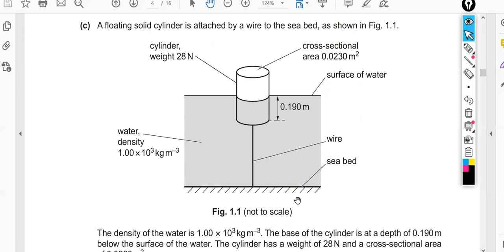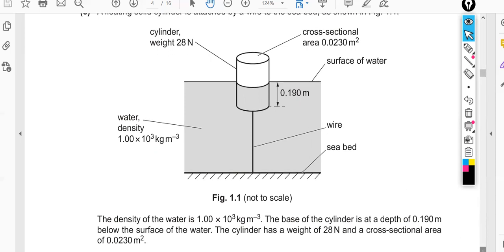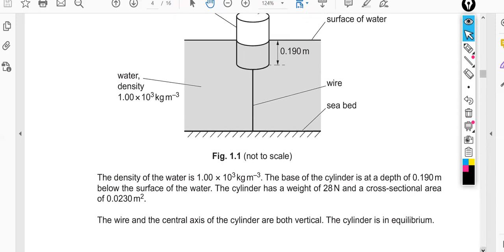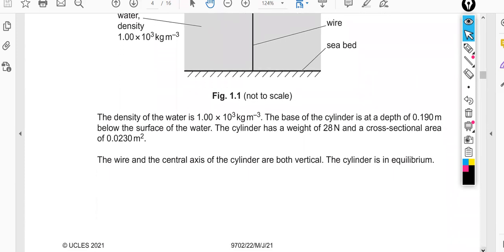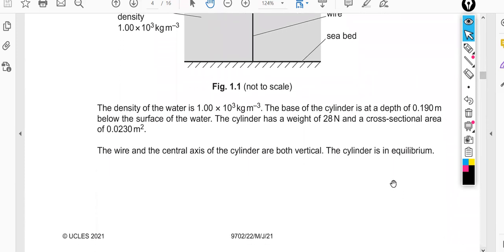All right, and then the seabed, and it's not to scale here. You could imagine that there's a lot of distance from here to the bottom of the sea, but this is only 19 centimeters here, so not to scale. It's a very shallow part of the ocean. The wire and the central axis of the cylinder are both vertical. The cylinder is in equilibrium, right? So the conditions for equilibrium, no net force, no net torque. It's not really a torque kind of problem, right? There's no sensible pivot to take moments about.